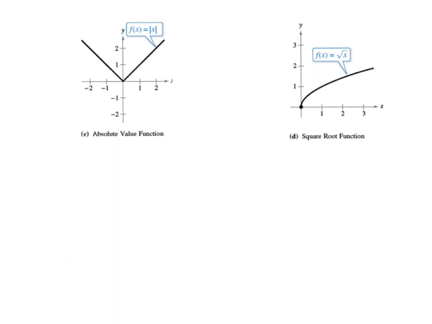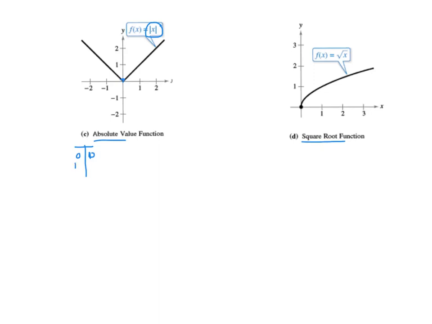The next set of functions are the absolute value function and the square root function. So thinking about absolute value, that absolute value bar means no matter what you plug in on the inside, the output is positive. So if you were going to make a table, if you plug in 0, the absolute value of 0 is 0. And that would be that point right in the center.